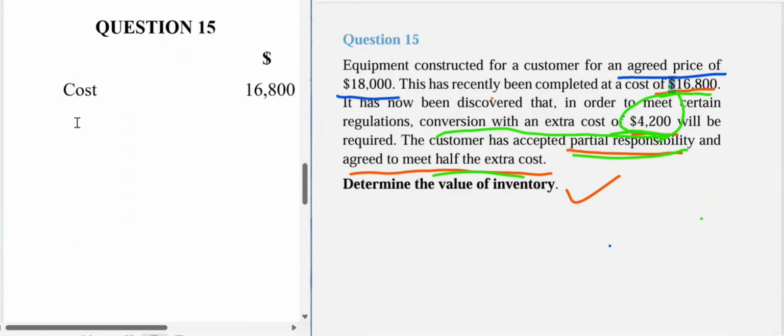Then we said our net realizable value, NRV. How do we get the NRV? Yeah, right. So we said with the NRV, we pick selling price. Okay, what's the selling price? It will be sold at what?